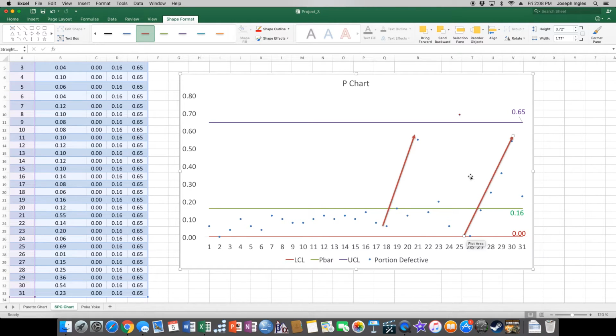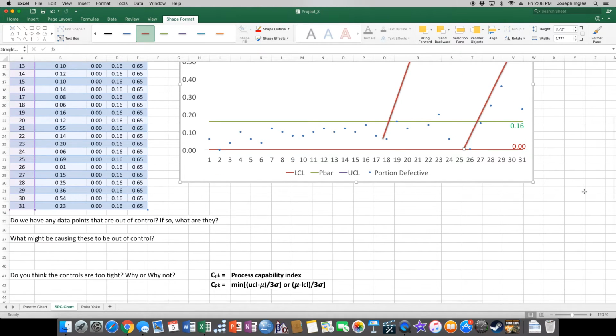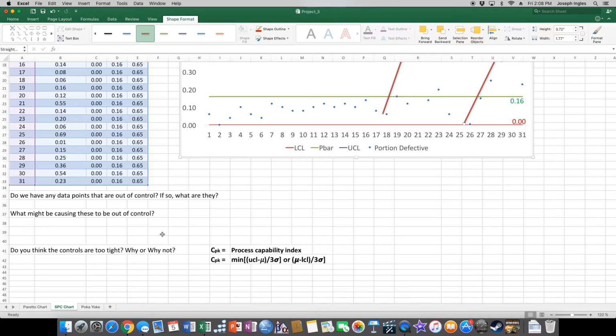Okay, so who knows, there may be some issues or whatever, but now that we've seen that we have an outlier, we have two runs in our chart, the next thing we need to do is figure out what's causing these. Well, this is what I want you to comment on. Think about a company like Amazon. What's causing them to be out of control? All right, let's just use them as an example.